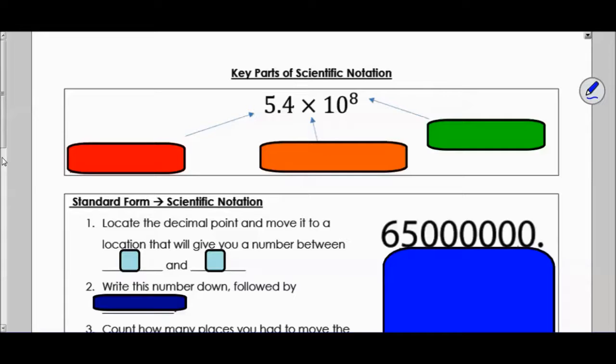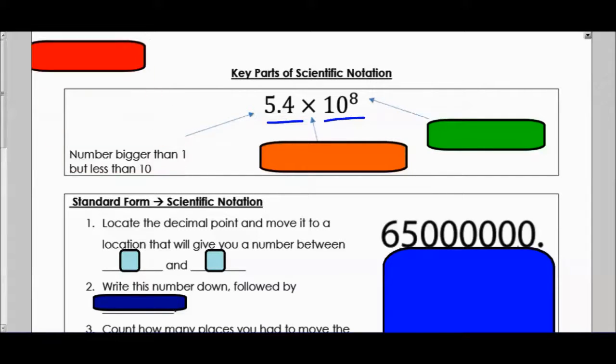All right, on the back, we're talking about going from standard form into scientific notation. So we're just going to break down what scientific notation really means in this form so that we know how to get to it. The first number is always a number that's bigger than 1 but less than 10. It's a number in between 1 and 10. So we're going to have a decimal place sometimes, sometimes not. This could just be the number 5.0, which could just be represented as 5.